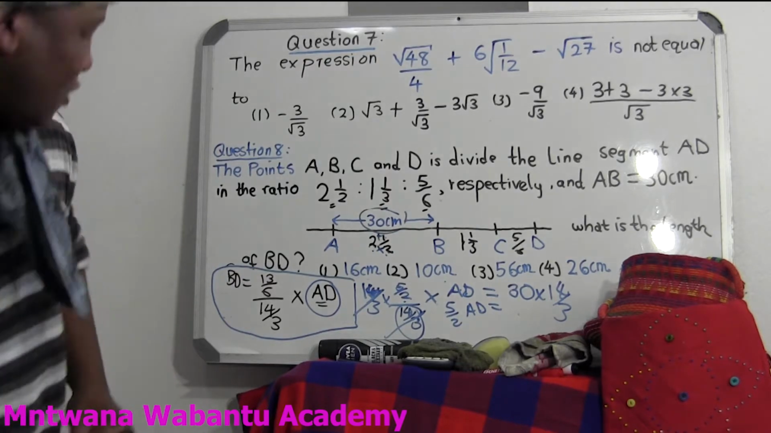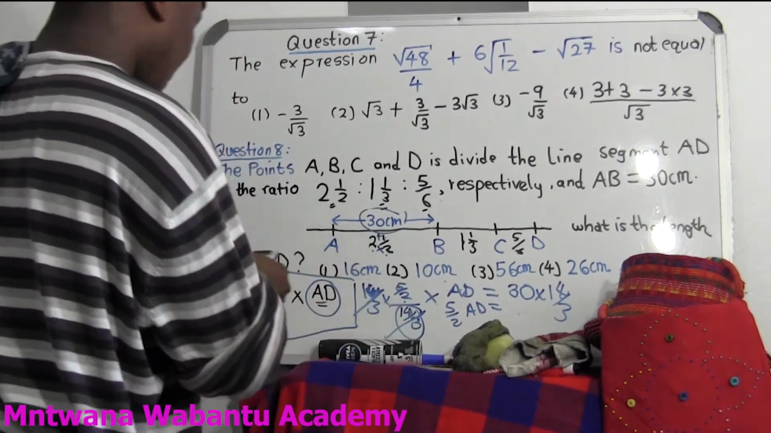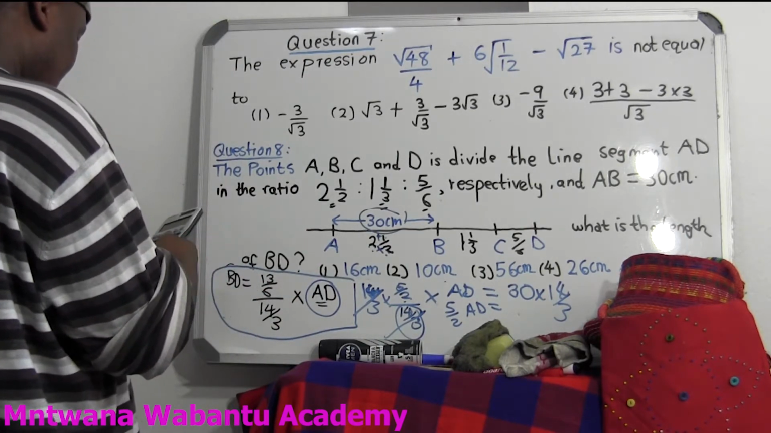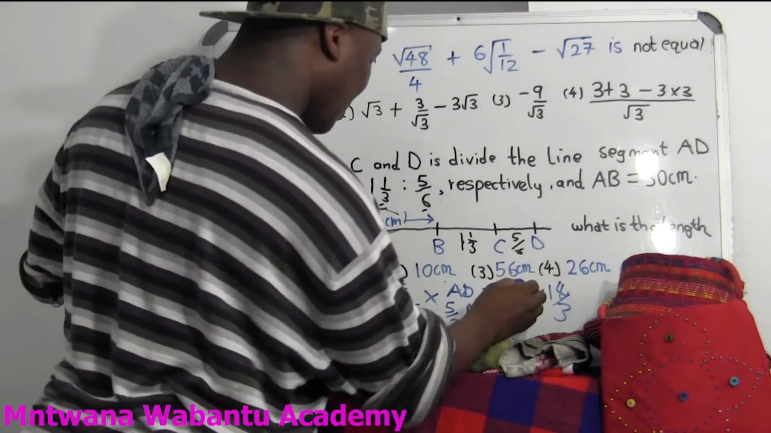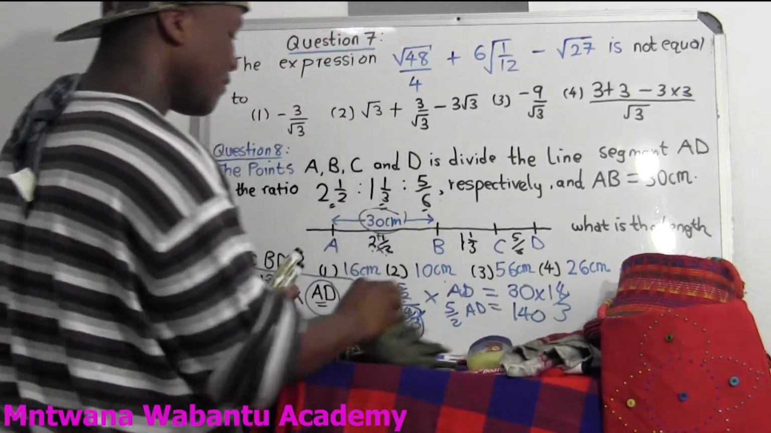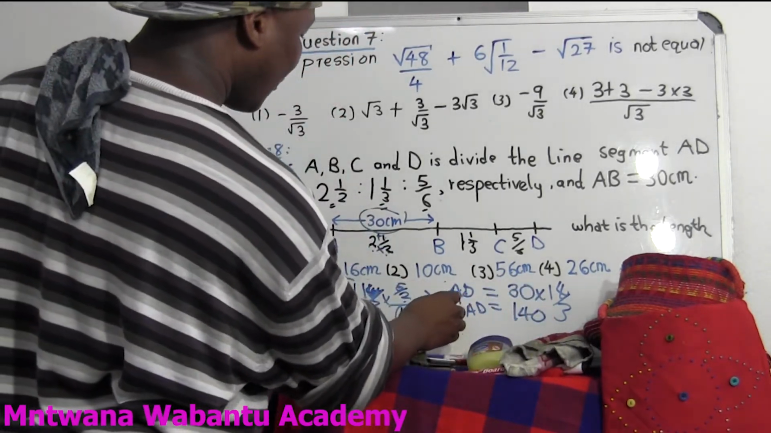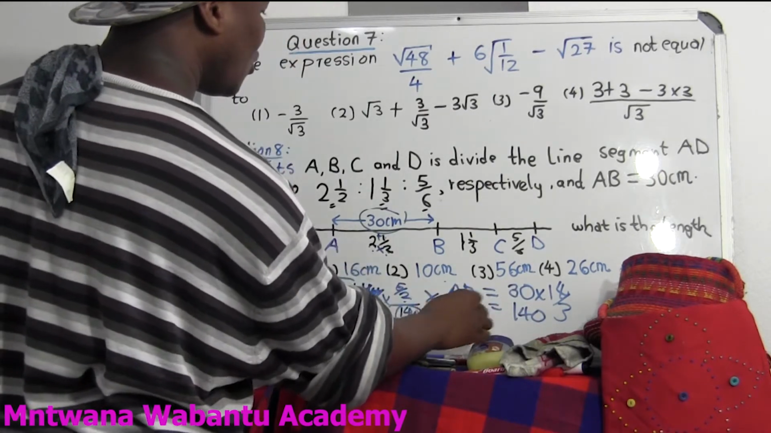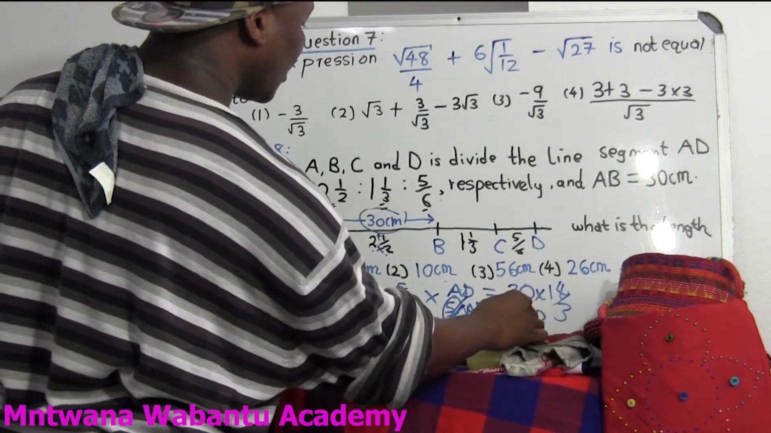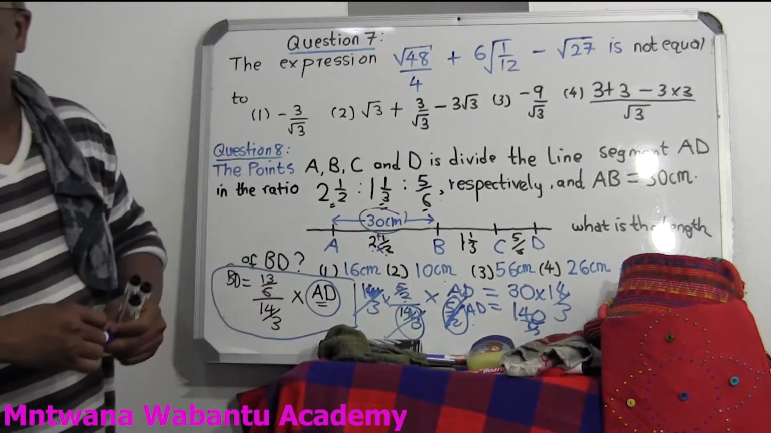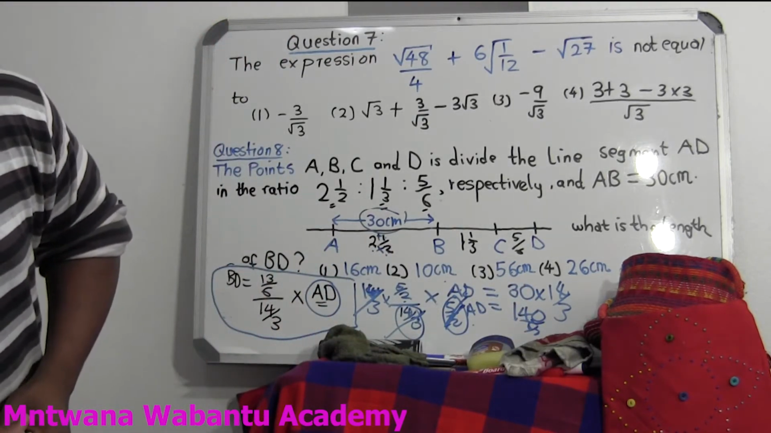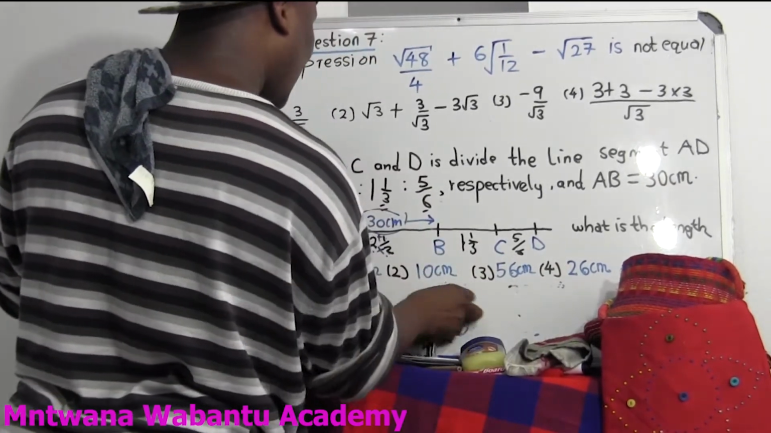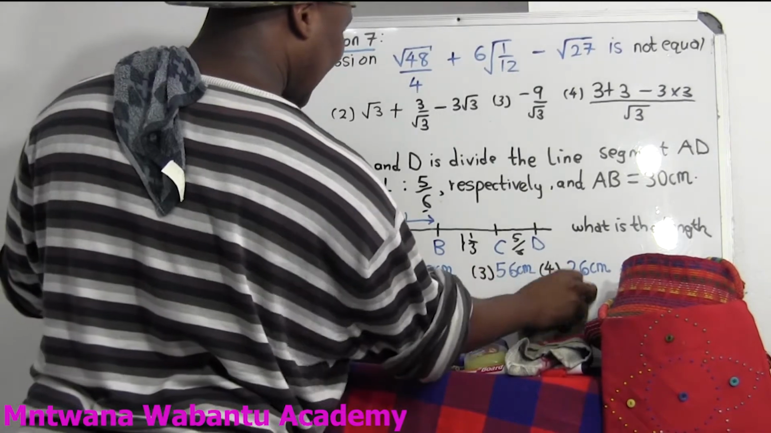Okay, 30 times 14/3. Let me take my calculator just to make sure. 30 times 14/3, yeah, 140. So this is going to give us 140. So we're going to divide by 5/2 throughout to get AD. When you divide by 5/2 here and you divide by 5/2 here also, 140 divided by 5/2 is going to give us 56. Okay. So our value of AD, or the length of T, equals 56.